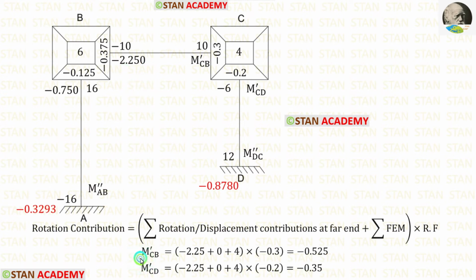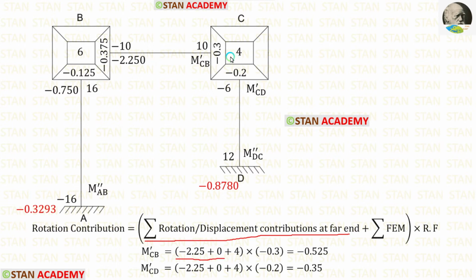Now let us find M'-CB. M'-CB is located at point C. For point C, the far ends are point B and point D. The rotation contribution at point B is minus 2.25. At point D, initially M'-DC will be 0. So for the summation of rotation or displacement contributions at the far end, we have minus 2.25 plus 0.